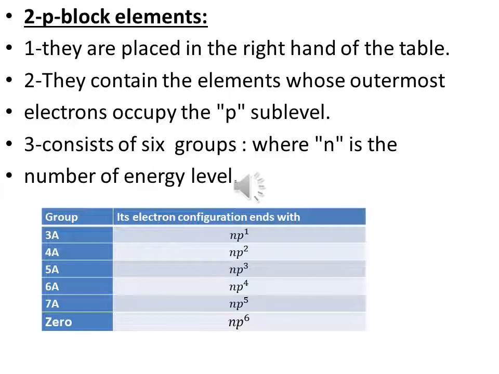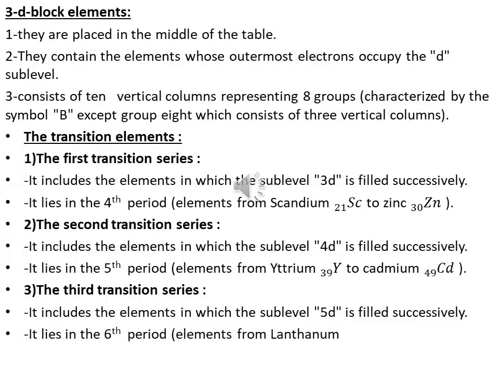When they are in group 3A, the electronic configuration ends with np1; 4A, np2; 5A, np3; 6A, np4; 7A, np5; 0 group, np6.